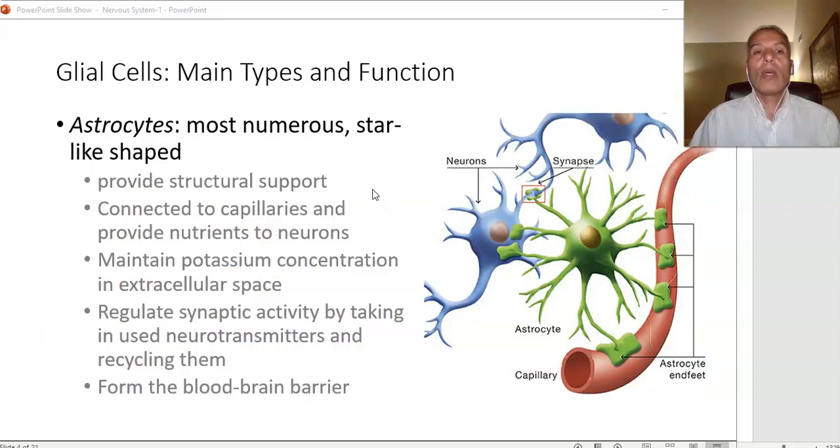So now let's look at just 5 different kinds of glial cells that are critical to the function of the nervous system.